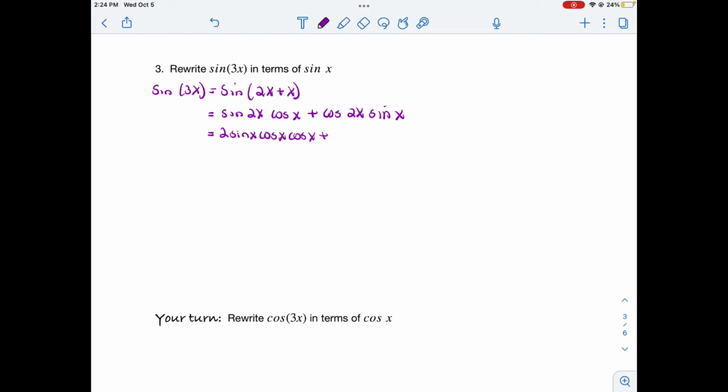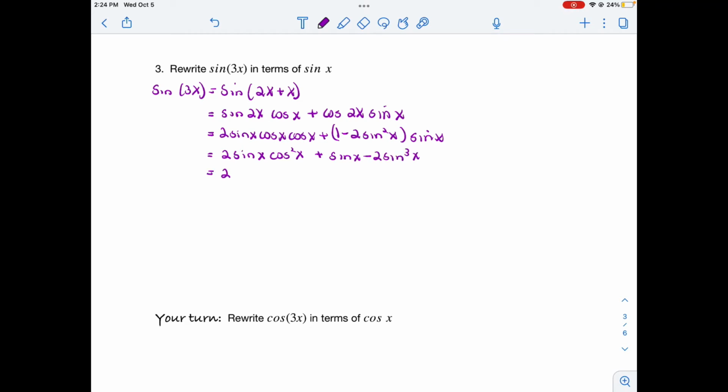And now I can choose any of those formulas, but since the direction said write in terms of sine, I'm going to choose 1 minus 2 sine squared x to replace that cosine of 2x times, again, the sine of x. Don't forget that. So I have 2 sine x cosine squared x. And distributing my sine, I end up with sine x minus 2 sine cubed x.